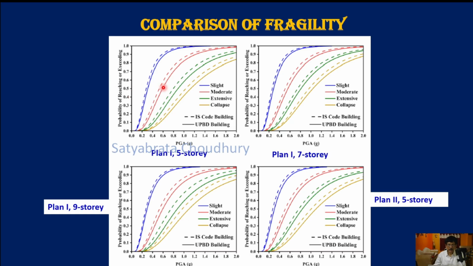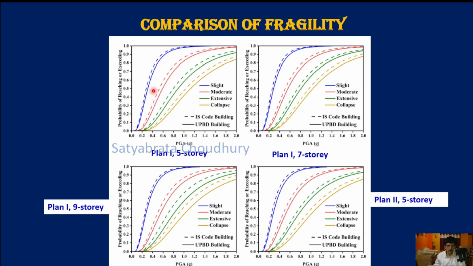So if you take any curve, say the red curve here, and say PGA is 0.6, you read vertically, go to the red curve, and horizontally wherever you land, say 0.52. So this building has a 52% chance of damage of this level, shown in red as moderate damage, when the PGA reaches 0.6 g. So that is the meaning of the fragility curve.